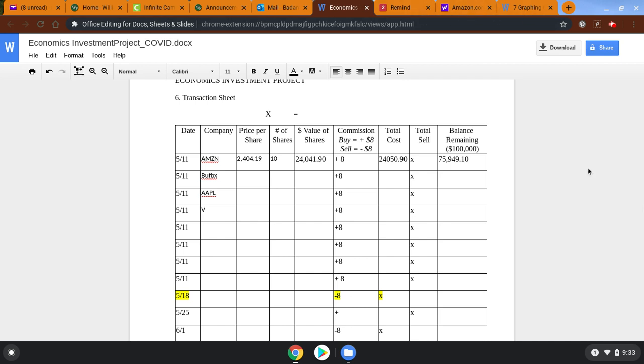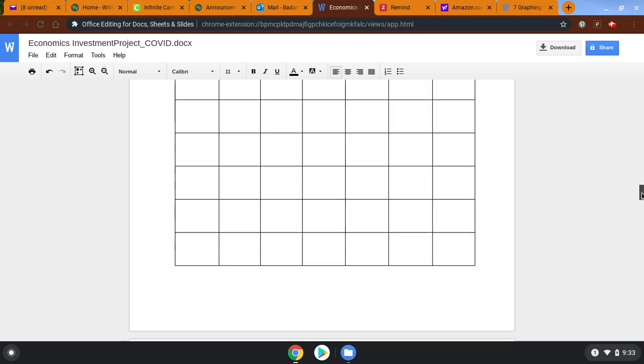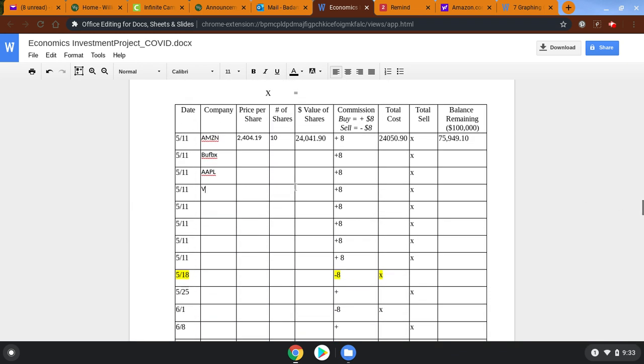Right? Let me do the Buff BX just to show this to you. So if I go back up, I think it was about $13, right? What was the Buff BX? $13.54, right? So let's do that. $13.54. I had 100 shares I purchased, so that equaled $1,354 and no cents. But that's not all I'm paying, right? I have to add $8 to that, so that's going to be $1,362, right?